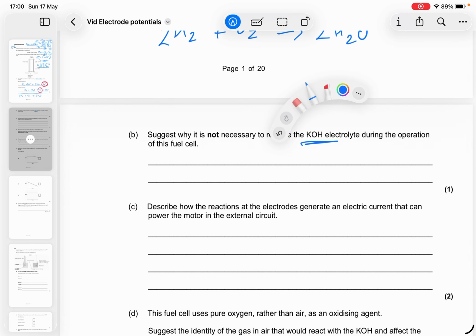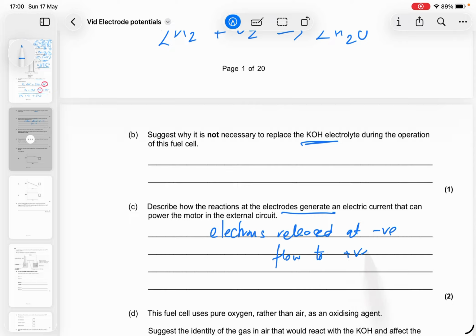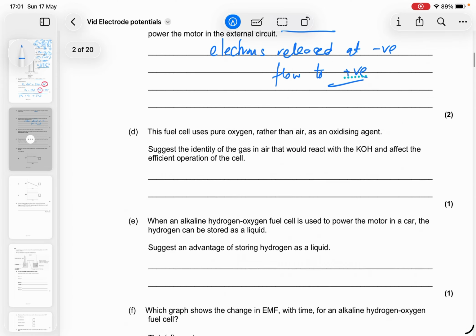And it says describe how reactions at the electrodes generate an electric current that can power the motor in the external circuit. Basically, remember, electrons released at the negative electrode flow to the positive. So it's the movement of electrons that powers or generates electricity in that sense. So that's the reaction that's happening.